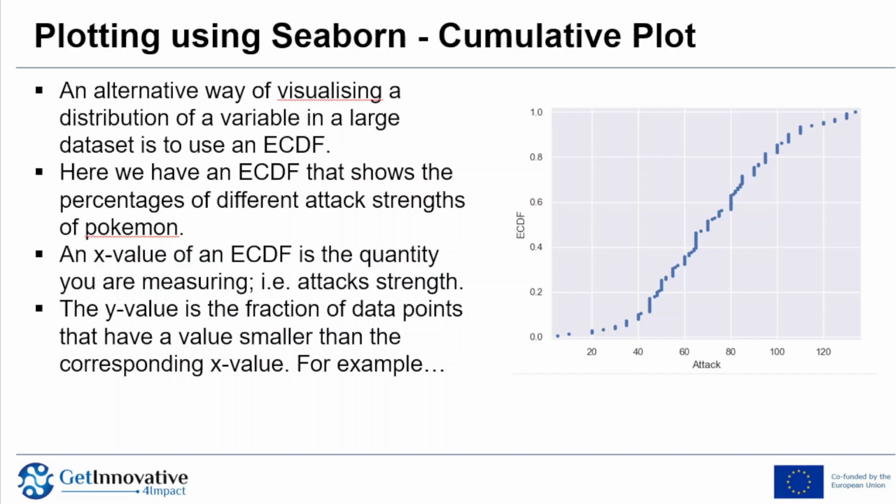We use an ECDF. Basically it shows the percentage of different attack strengths of Pokemon. Here the X value is the quantity you are measuring, which could be any attack strength, and the Y value is basically the fraction of the data points that have a value smaller than the corresponding X value.